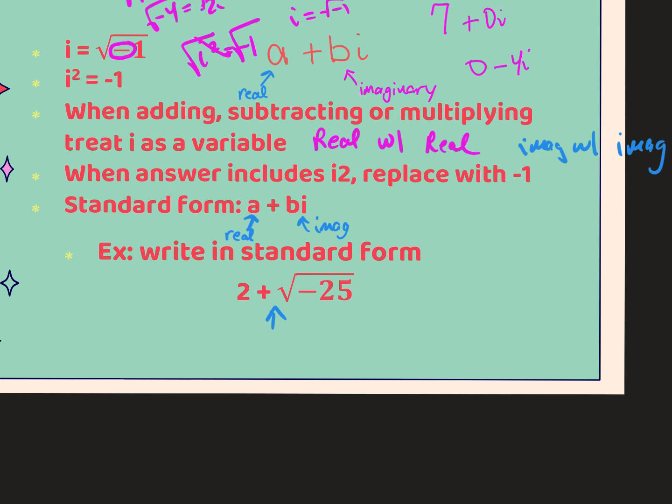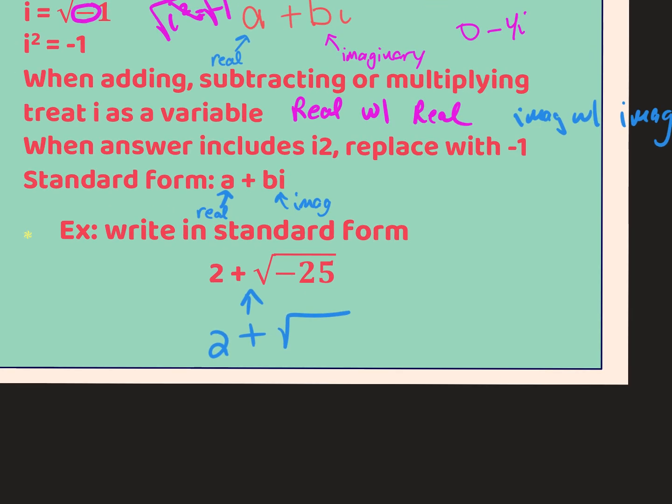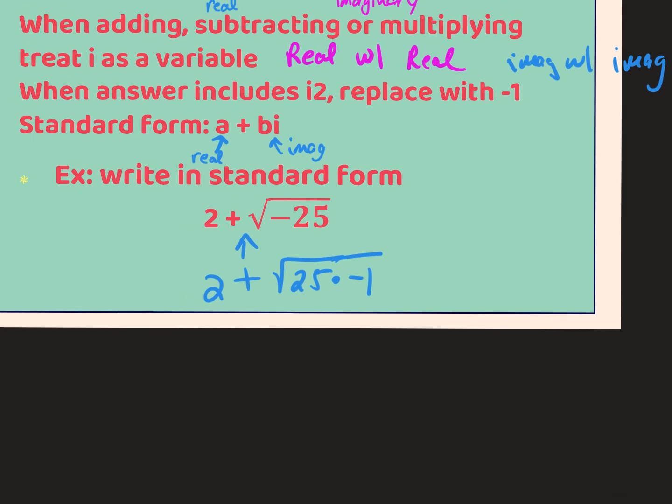How do you know the radical negative 25 is imaginary? Because there's a negative in here. And what we're going to talk about is you guys are going to simplify it. When I break this up, I like to look at it as 25 times negative 1. Do you guys agree with me? And we're going to do more of this in a second. So this becomes 2 plus, well, what's the square root of 25? 5. And then what's the square root of negative 1? I. And that is your final answer.